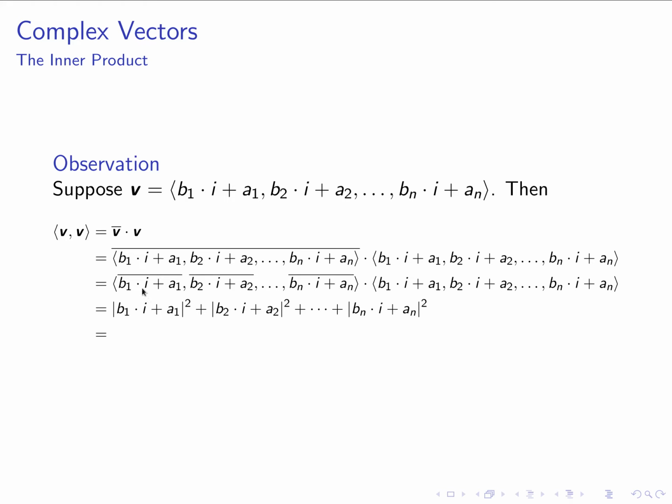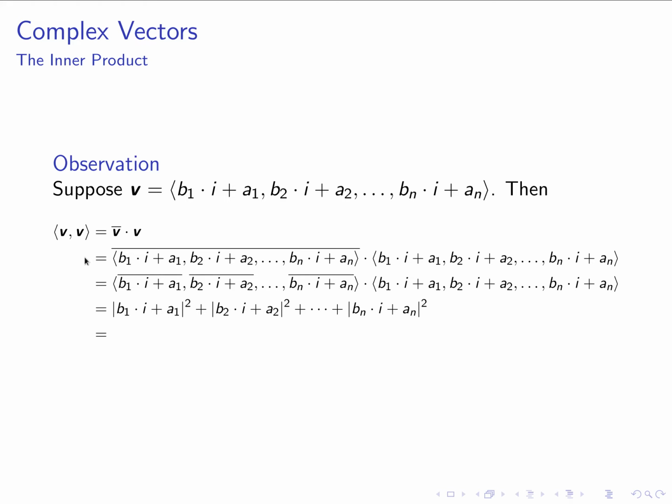But another way to think of it is, if we look at the first entry of the conjugate, it's the conjugate of b1 i plus a1. The second entry would be the conjugate of b2 i plus a2. And the last entry is the conjugate of bn i plus an. And when we take the dot product of this conjugate vector with the original vector, what we're doing is taking each coordinate and multiplying it by its own conjugate. This is exactly how we defined the absolute value squared of that entry.